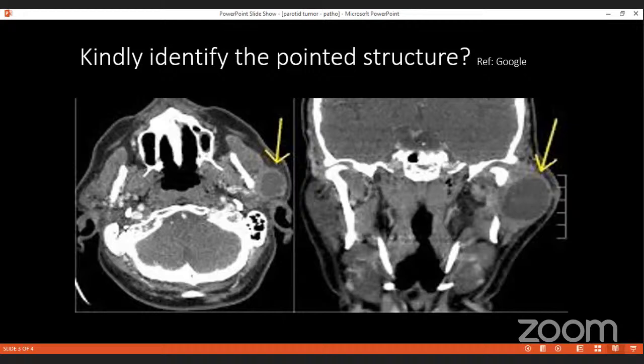Can you name a few benign tumors of the parotid region? Pleomorphic adenoma, Warthin's tumor, oncocytoma, then myoepithelioma. Can you name a few malignant parotid region tumors? It could be mucoepidermoid carcinoma, adenoid cystic carcinoma, acinic cell carcinoma, and lymphoma.